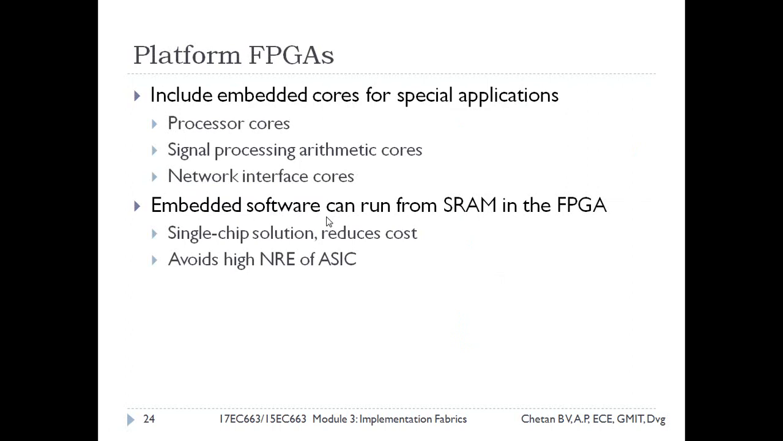The next concept is platform FPGA. Platform FPGA is a FPGA with some additional resources. The additional resources are processor cores, signal processing arithmetic cores, network interface cores. Using these additional resources, we can implement special functions like high rate video processing. The embedded software required for the processor core can run on SRAM in FPGA. As we know, FPGA consists of SRAM blocks. So the embedded software which is needed for the processor core can run on the SRAM available in FPGA.